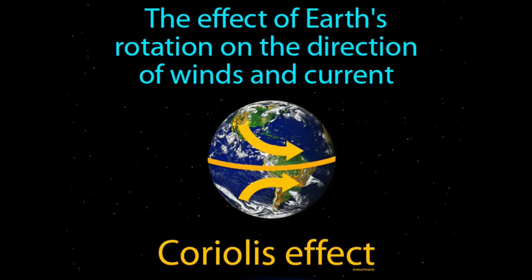The effect of Earth's rotation on the direction of winds and currents: the Coriolis effect. The Coriolis effect makes moving air and water turn and twist, causing winds in the northern hemisphere to deflect to the right and in the southern hemisphere to the left.